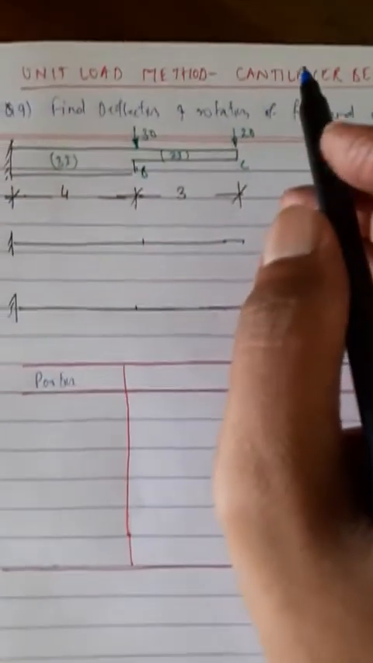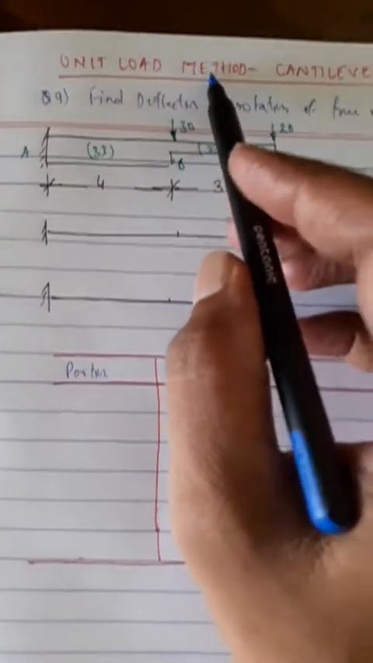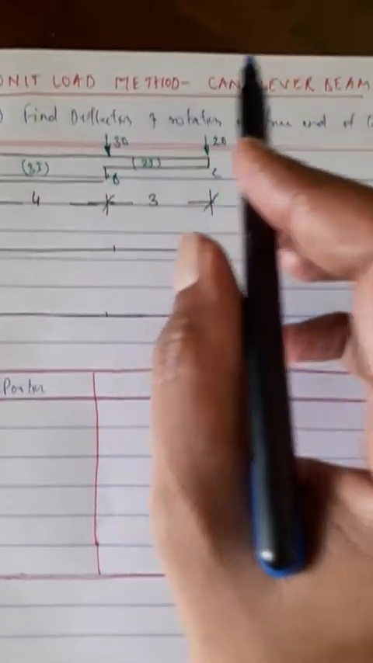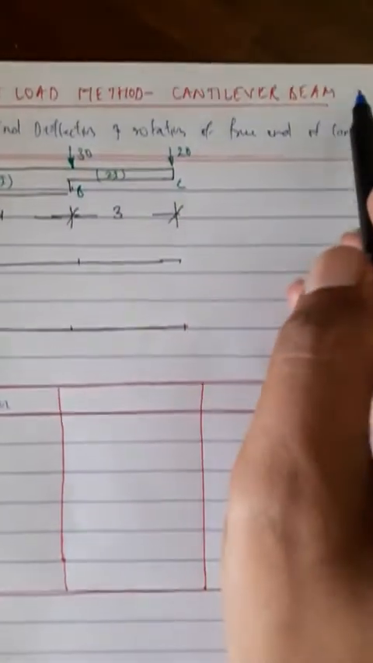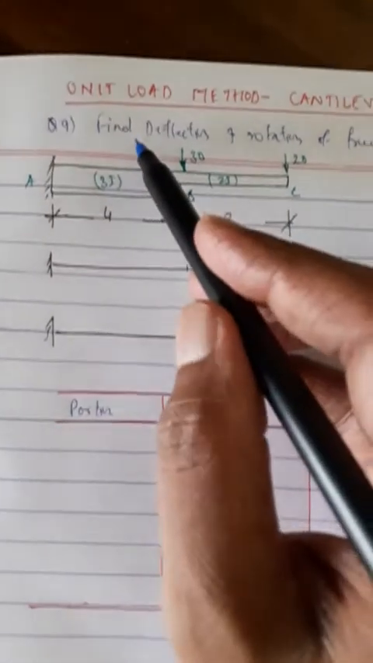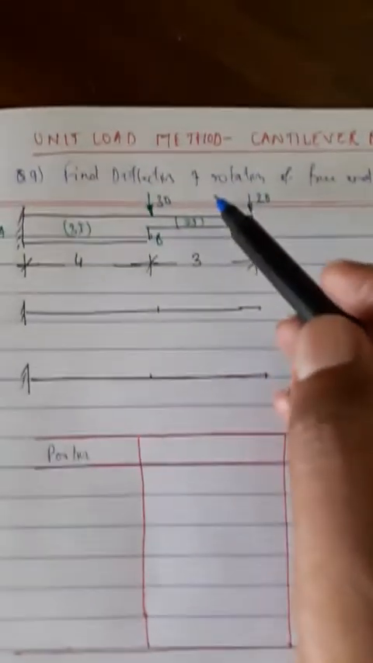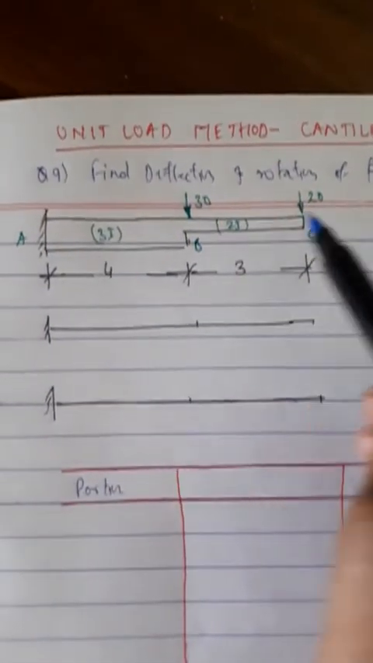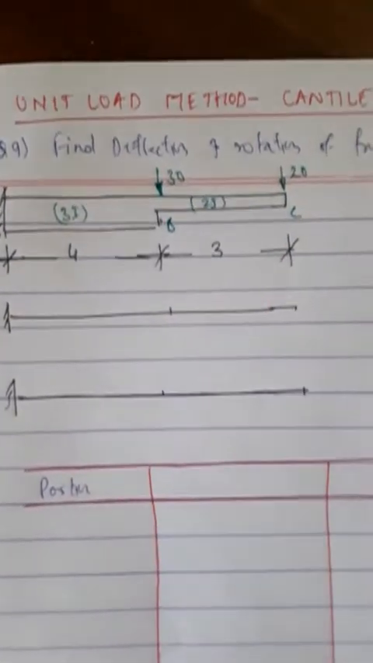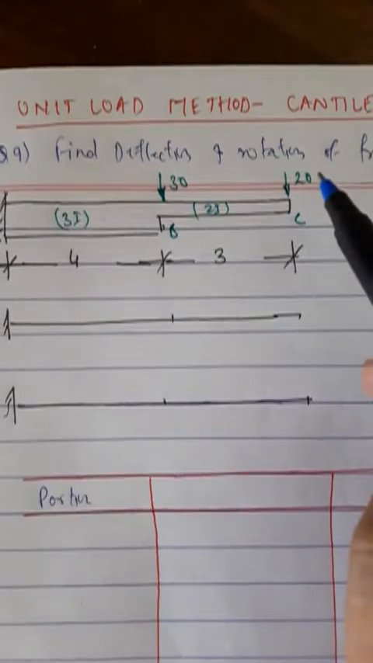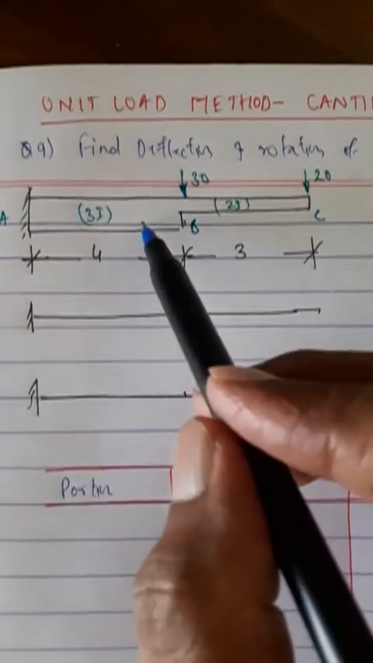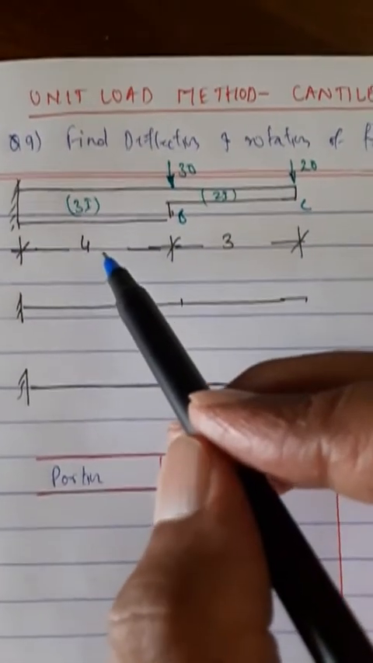Hello friends, we'll continue with unit load methods. Now we'll start with application of unit load for cantilever beams. Find deflection and rotation of free end of cantilever. So this is the beam given A, B, C, 30 kilonewtons at B and 20 kilonewtons at C, 2I, 3I, distances are 3 and 4.